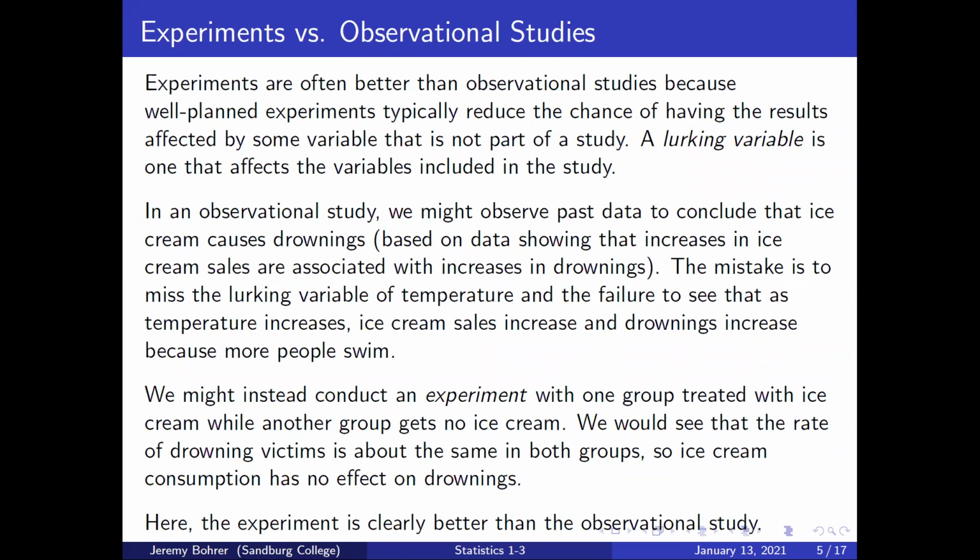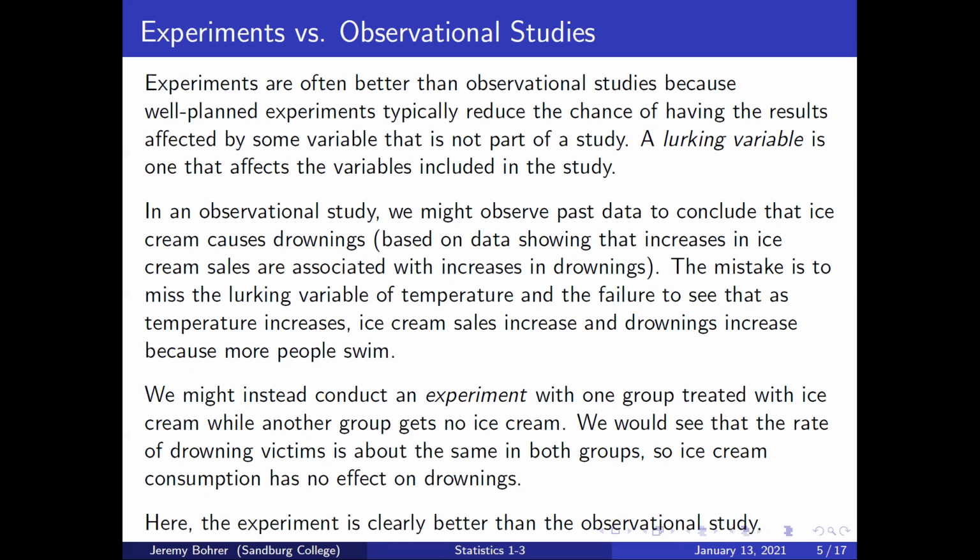Experiments are often better than observational studies because well-planned experiments typically reduce the chance of having the results affected by some variable that is not part of a study. A lurking variable is one that affects the variables included in the study. In an observational study, we might observe past data to conclude that ice cream causes drownings based on data showing that increases in ice cream sales are associated with increases in drownings. The mistake is to miss the lurking variable of temperature and the failure to see that as temperature increases, ice cream sales increase and drownings increase because more people swim.